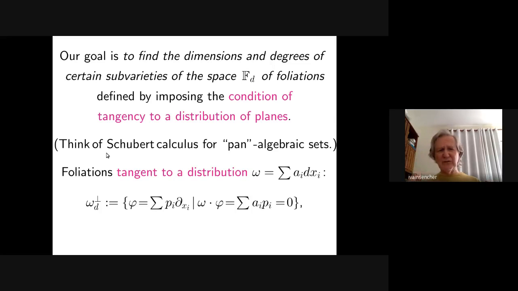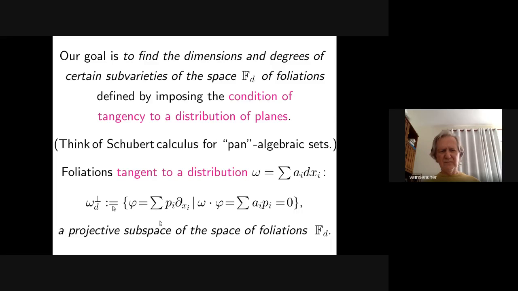So that's as a motivation, we could think of this as trying to do some Schubert calculus for, I think Kleiman used to call pan-algebraic sets. I heard the terminology pan-algebraic sets from Kleiman, maybe 10, 20 years ago. So a foliation tangent to a fixed distribution are the foliations for which the inner product here, or contraction, is 0. So for fixed A's, for fixed omega, this is a linear condition on the foliation. So this omega d perp is a projective subspace of the space of foliations, which I'm denoting by FD.